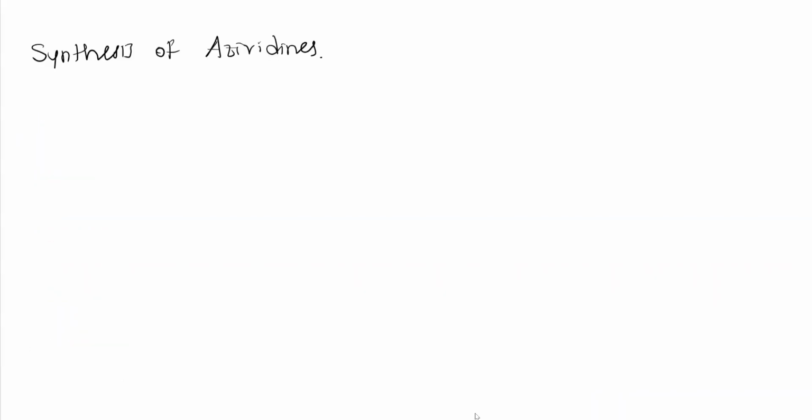In this class, let us discuss the synthesis of aziridines, how we synthesize them. The first one is intramolecular reactions. Within that, let us see the first one, that is the Gabriel method. So what we do, see here, I will take this kind of compound.